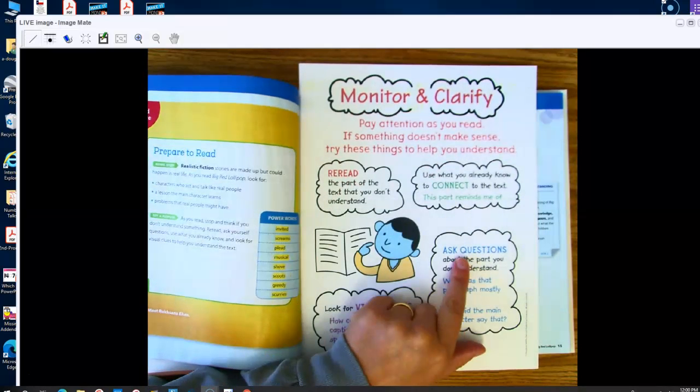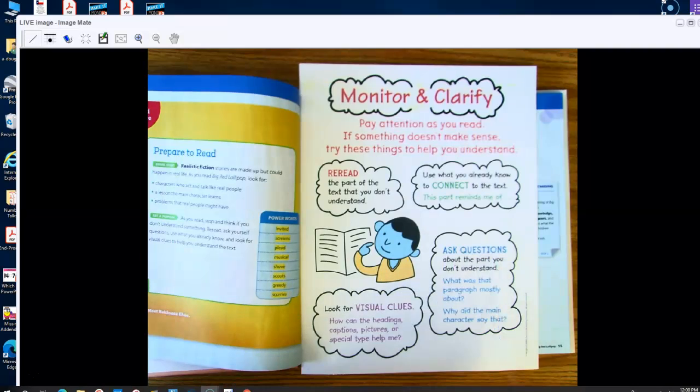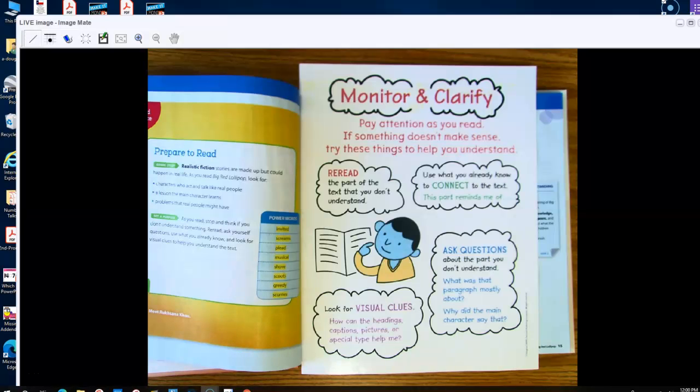Then we did this part last week. Ask questions is about the part you don't understand. What is a question word? What's a word you use to start a question? Sydney? Is. Gracie? Where? Lily? When? Heather? How? Good job. So what was the paragraph mostly about? Why did the main character say that?